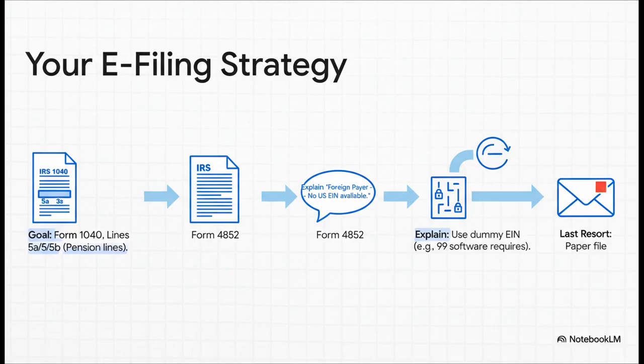Now, if the software still throws a fit and blocks you, the accepted professional practice is to use a placeholder number, like all nines, just to get past the digital gatekeeper. Because remember, the Form 4852 you're attaching is the real document, and it clearly states the EIN is unknown. In a worst-case scenario, you might just have to print it out and mail it in. Being accurate is way more important than forcing a broken e-file system to work.